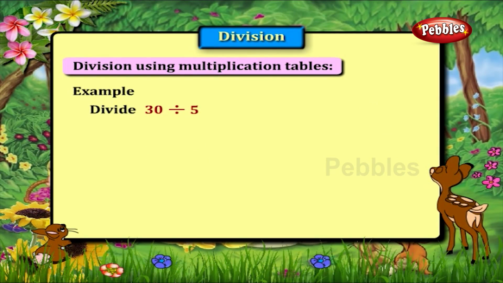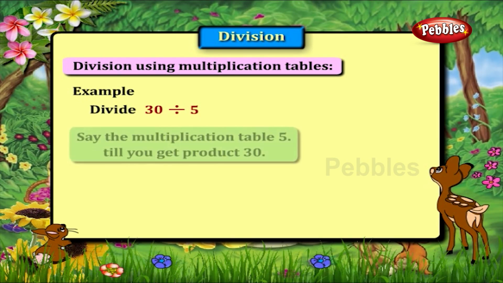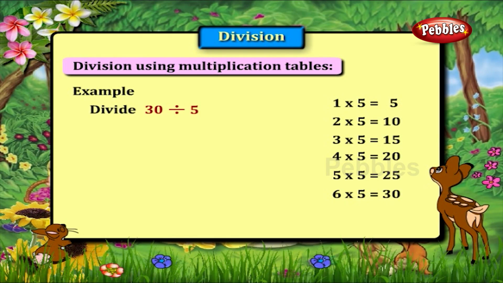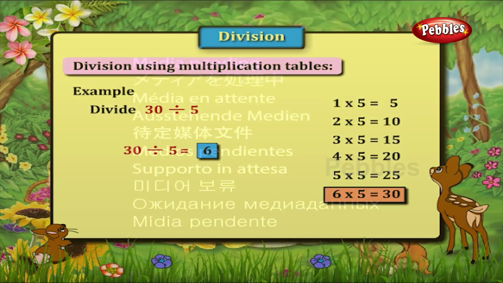Divide 30 by 5. Say the multiplication table 5 till you get the product 30. 1 into 5, 5. 2 into 5, 10. 3 into 5, 15. 4 into 5, 20. 5 into 5, 25. 6 into 5, 30. 30 divided by 5 is equal to 6.